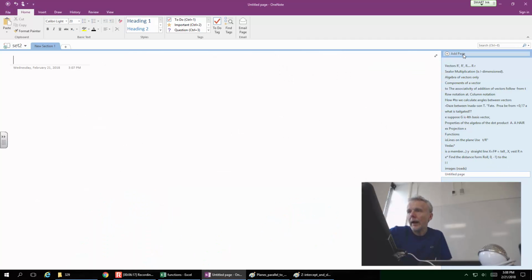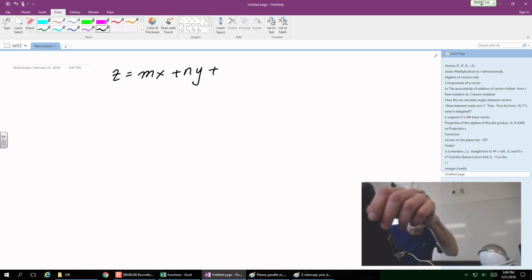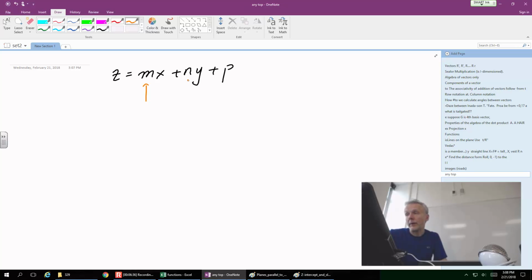So suppose I have my function z equals mx plus ny plus something else, p. Okay, so I can identify now these three parameters, m, n, and p, based on my interpretation. So what's the meaning of p?